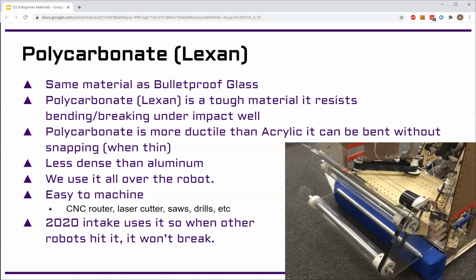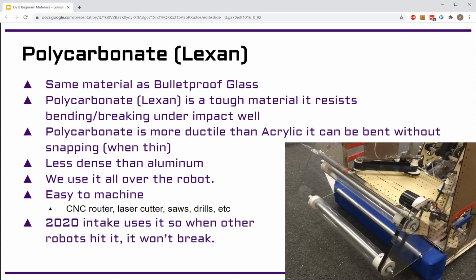Polycarbonate is awesome. It's the same material used as bulletproof glass. Bulletproof glass is just a very thick version, often up to an inch or 2 inches thick. But it's a really strong, tough plastic. It also has relatively high impact resistance. That's what that toughness means. So when we run into things or if something hits it, it doesn't break or shatter or crack like acrylic would.